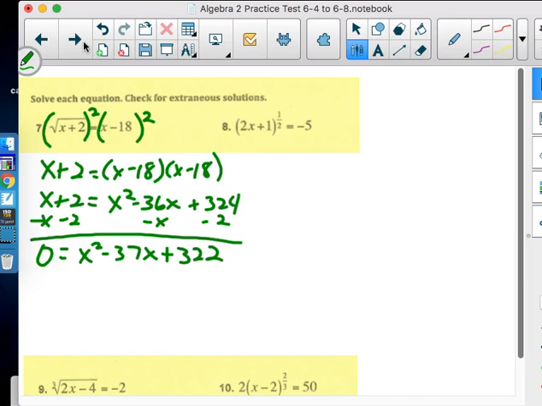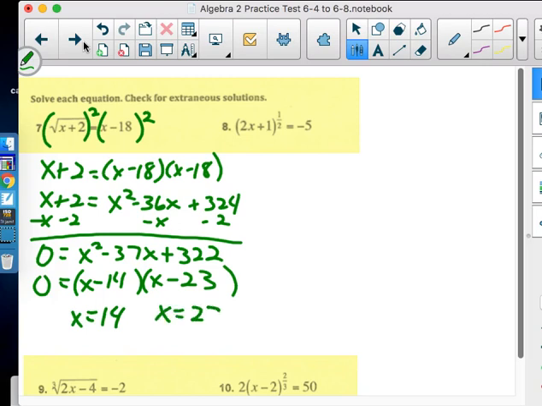14 and 23. Took a while, didn't it? 14 and 23 add to 37. So two solutions. What and what? 14 and 23. But maybe, just maybe, they don't both work. Remember, these are the ones where we have to check.